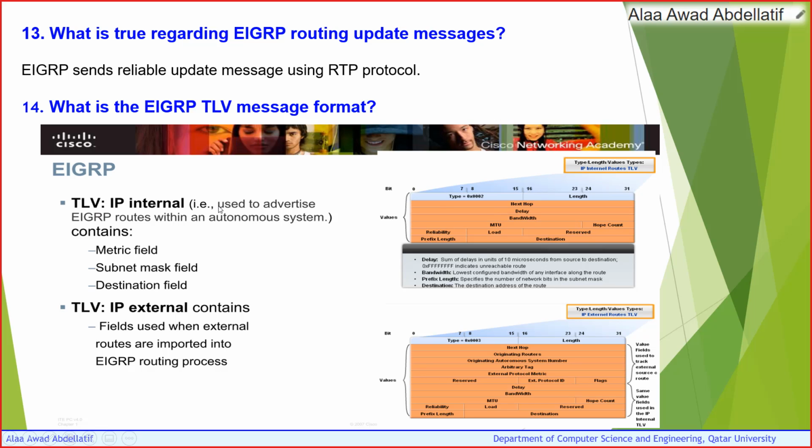Destination address, metric field. Of course, the metric fields include delay, bandwidth, load, reliability, subnet mask, destination field. This is for internal, and for external it's used when external routes are imported, and it uses some information for external nodes like originating router, external protocol metric, and so on. But the main parameters that you need to know in a TLV message format contain a metric field, which is delay, bandwidth, load, reliability, subnet mask, and destination field. These are the main components that are included in the TLV message format.